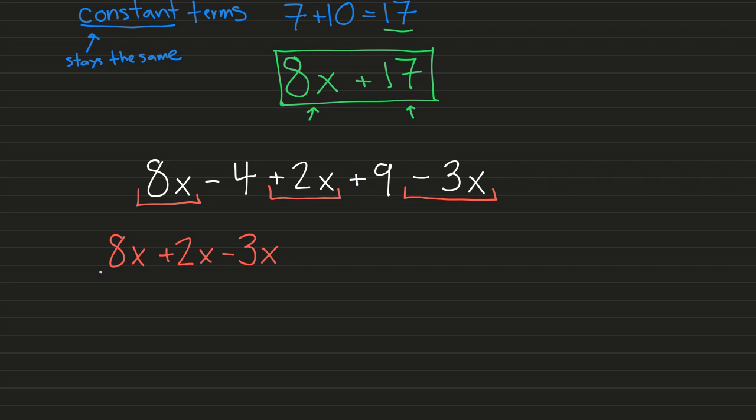And again, we can really just focus right in on those coefficients. We've got 8 plus 2 minus 3. And of course, the first thing I'm seeing is 8 plus 2. I know that that is 10. And then 10 minus 3, well, that's just going to be 7. And so, in fact, I have 7x.